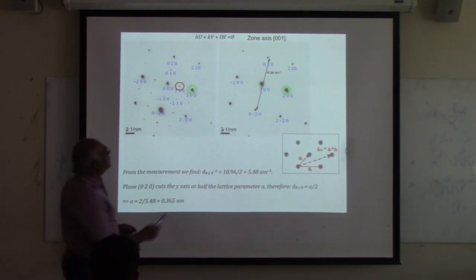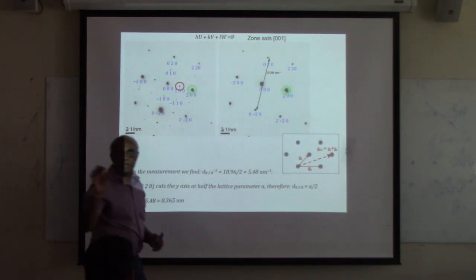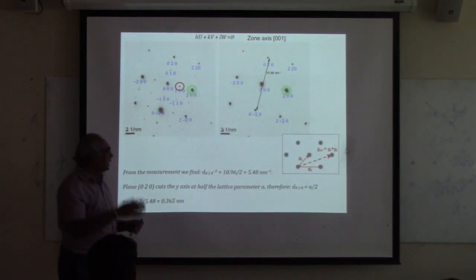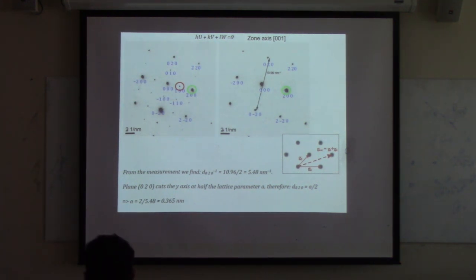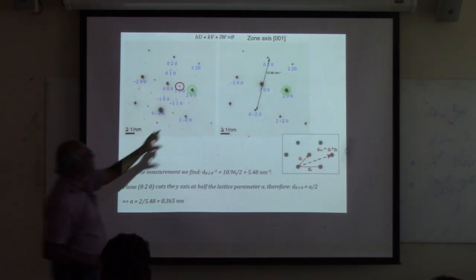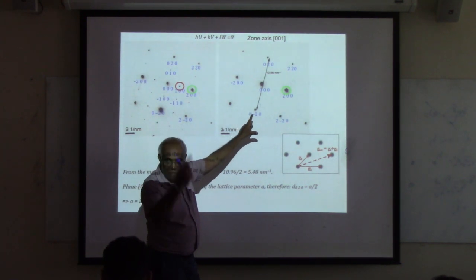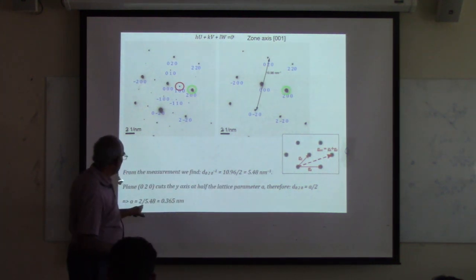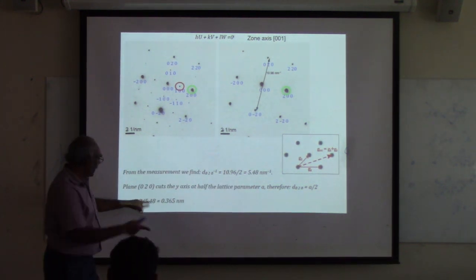Now, since this is the plane 0 2 0, what does that mean? Remember the planes: it is parallel to the X-axis and C-axis. The Y-axis is cut at what point? No, half, right? Remember, then you take the reciprocal. So what you are measuring here is actually half of that one, so you are measuring 5.48, because that's the inverse, right?